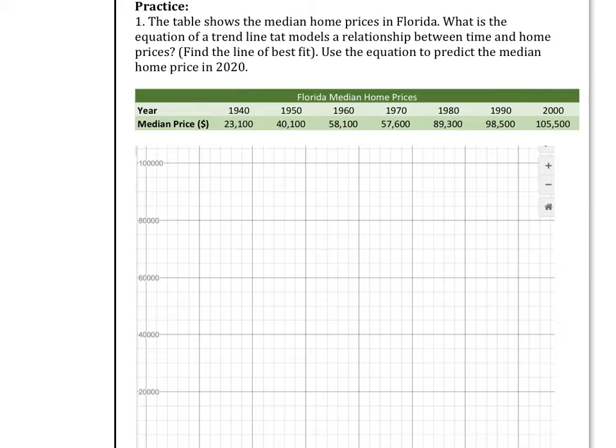So this table below shows the median home price in Florida. What is the equation of a trend line that models a relationship between time and home price, which means find the line of best fit? Use the equation to predict the median home price in 2020.